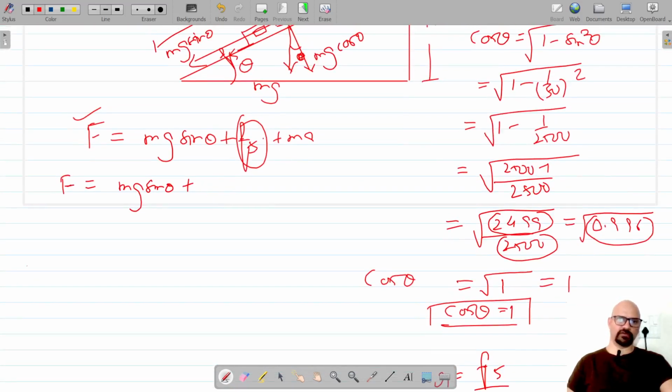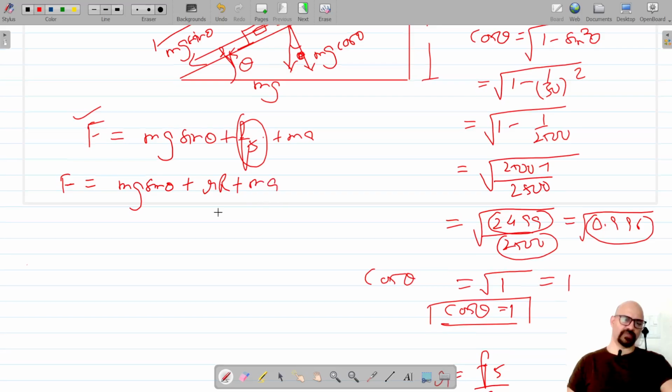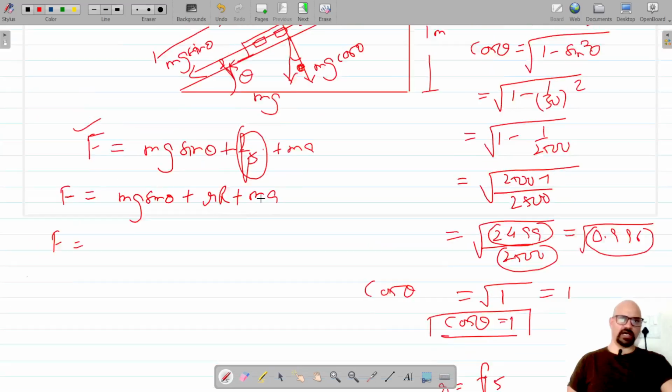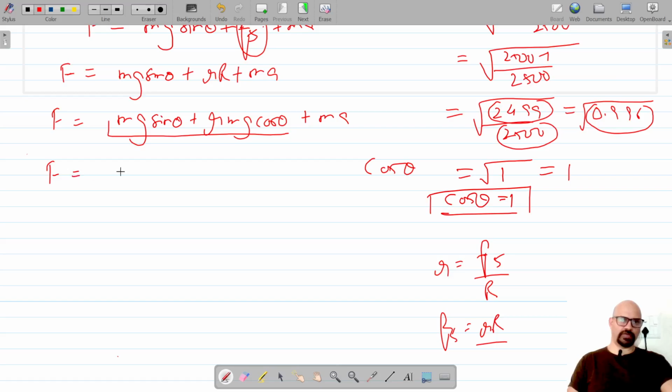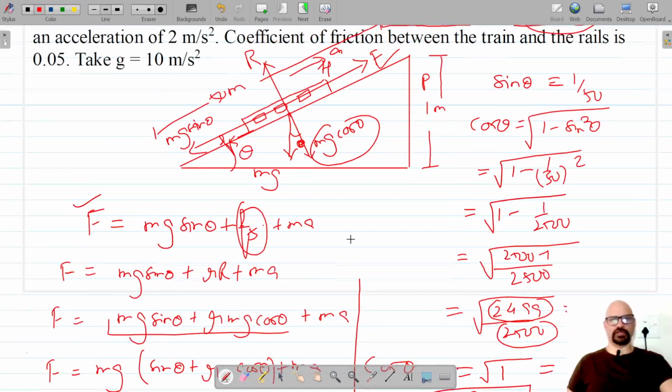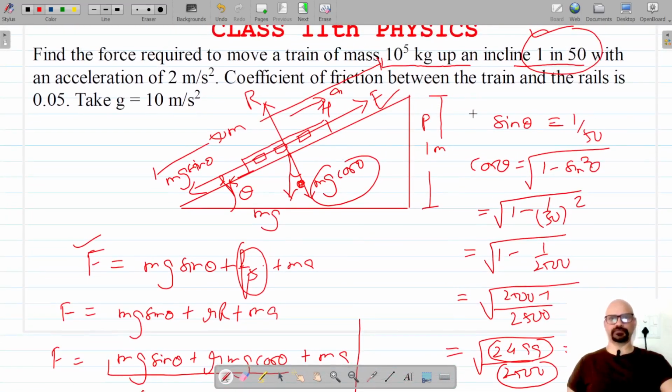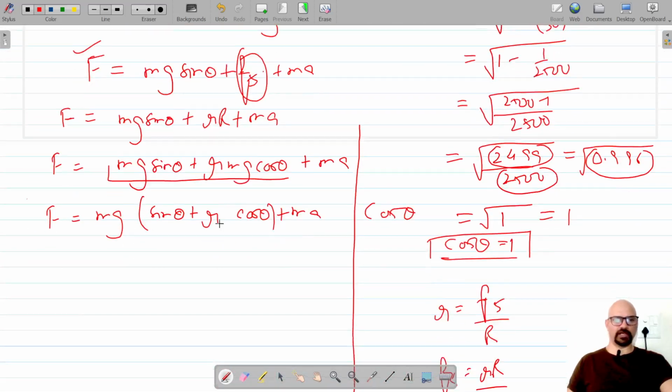So instead of this, we can write mu into R plus m a, and we know that R is balanced by the component mg cos theta. So this is mg sine theta plus mu into mg cos theta plus m into a. And in these terms, common is mg, so this is equal to mg into sine theta plus mu into cos theta, plus m into a. So this should be the force required to move a train up an inclined plane.